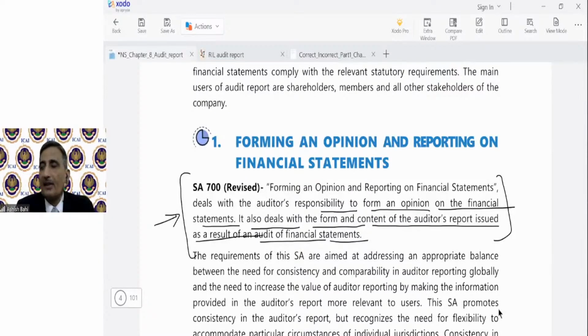So the purpose of such a standard is to promote comparability and consistency, so that users, when they read the audit report, if it is standardized, can compare. And if it is not standardized, if it is unstructured, then users will be at a loss to understand the content and context of the auditor's report.